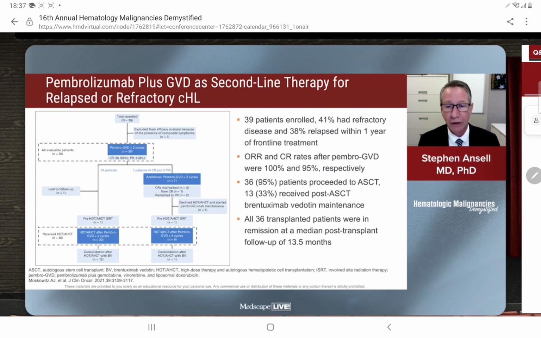These are data from a year or two ago, a small study, but the most encouraging and interesting thing from this data is a very high overall response rate, a complete response rate of 95%. And importantly, the majority of these patients went to transplant, and the vast majority of them in a complete remission. Results from this data show that with longer-term follow-up, these patients are doing very well, suggesting that the use of a PD-1 blocking antibody in this combination is highly valuable, particularly for patients going to transplant.